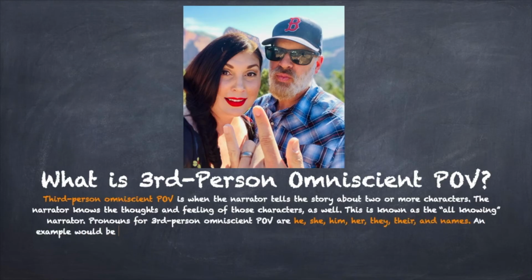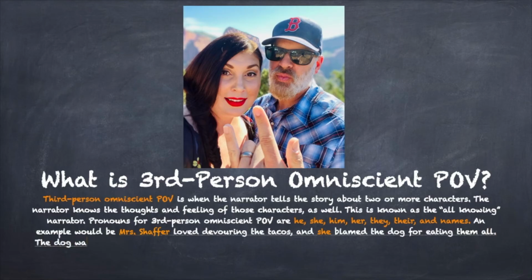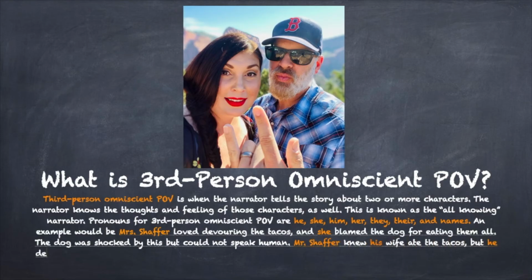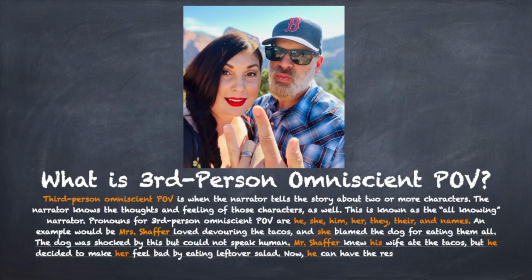An example would be, Mrs. Schaefer loved devouring the tacos, and she blamed the dog for eating them all. The dog was shocked by this, but could not speak human. Mr. Schaefer knew his wife ate the tacos, but he decided to make her feel bad by eating leftover salad. Now he can have the rest of the pumpkin bread without any issues. Mr. Schaefer is a mad genius. Wahaha.